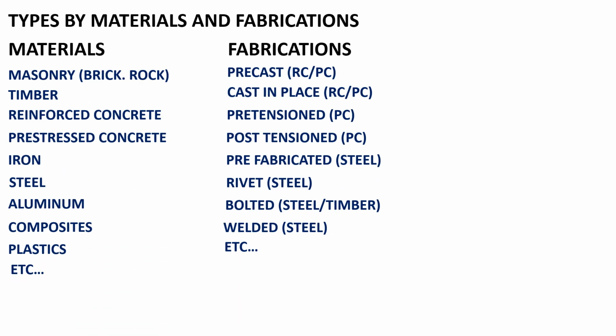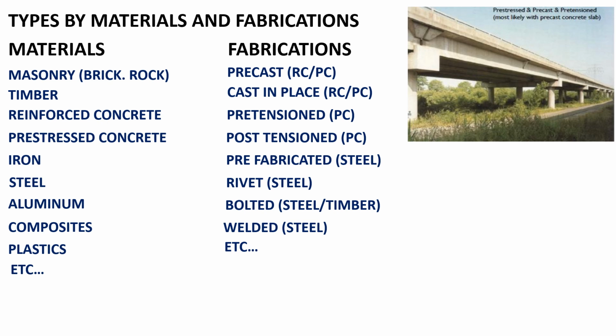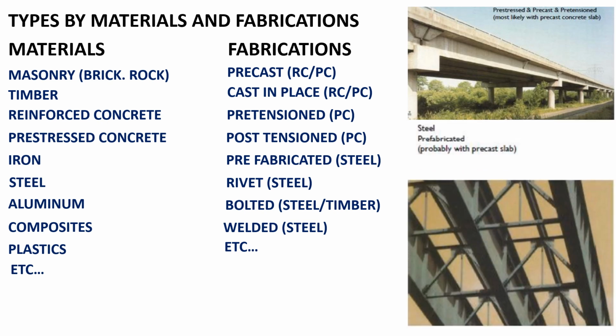We have the precast, cast in place, pretension, post-tension, prefabricated, rivet, bolted, welded, and etc. As shown in the picture, it is actually an example of a pre-stressed, precast, and pretension type of bridge. And within this picture shown, it is actually an example of a steel fabricated type of bridge.